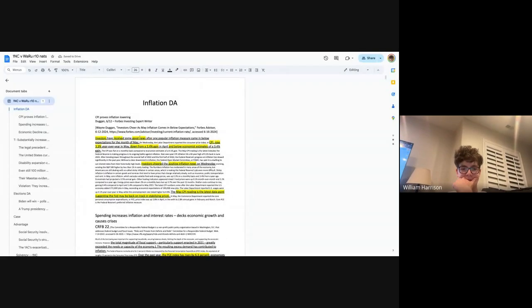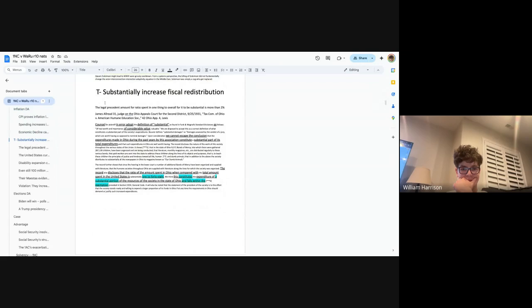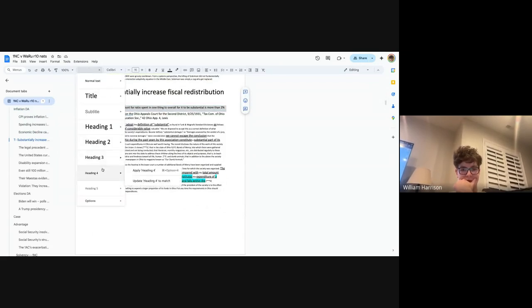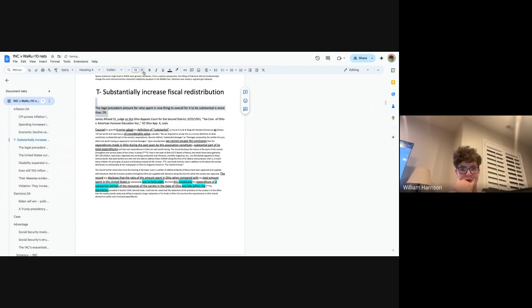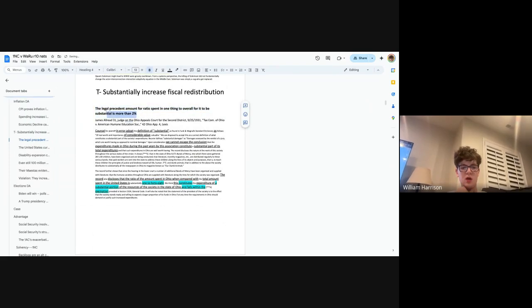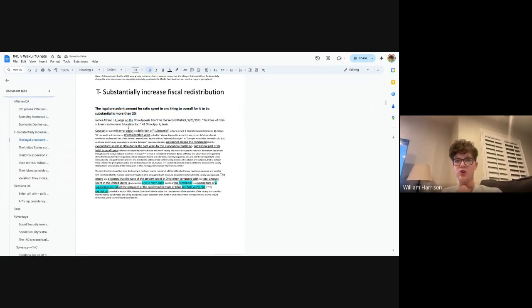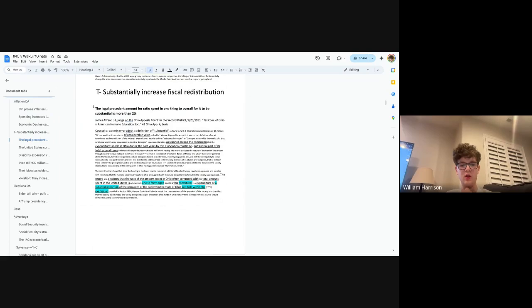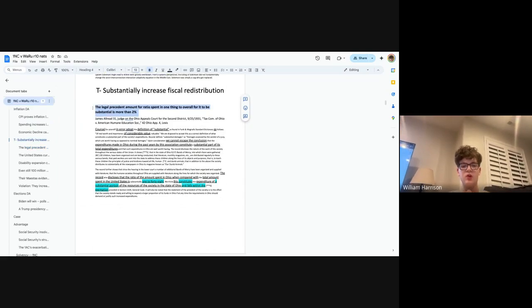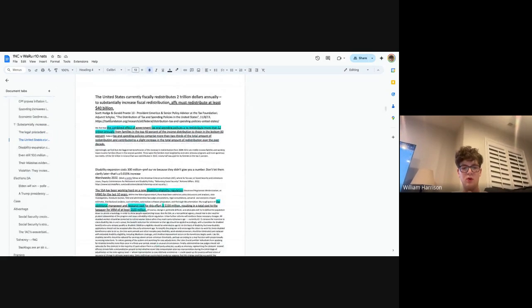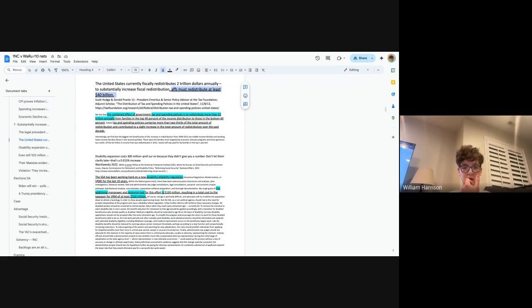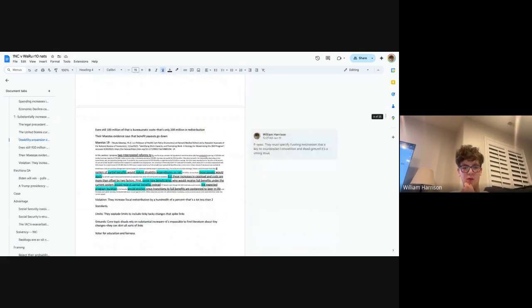So this AF was, we argued, a very small increase in fiscal redistribution. It was an expansion of disability insurance through Social Security. We read an interp. Substantial means more than 2%. We continue with this interp because we have to figure out what 2% is. It's at least $40 billion.